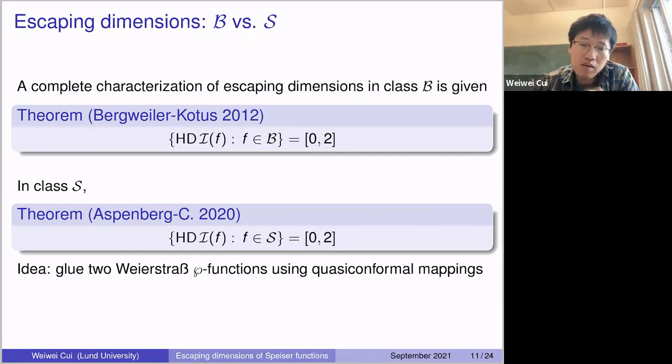We use quasiconformal mappings to go to a P function and also a power map to control the growth of the function. But roughly speaking, there's no big difference between class B and class S regarding the Hausdorff dimension of the escaping set. So all values can be attained.